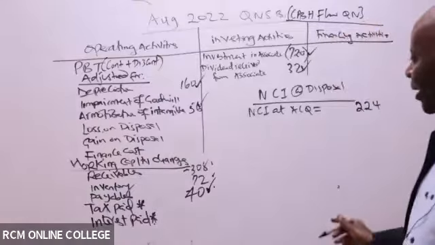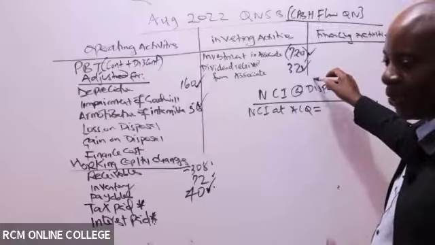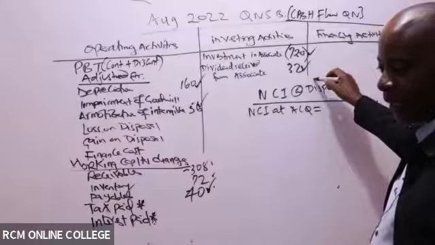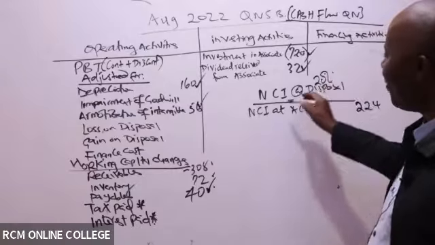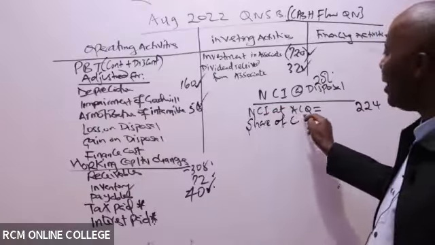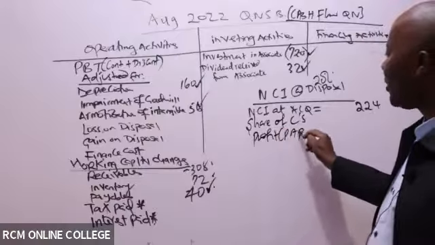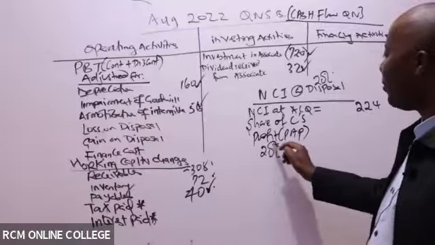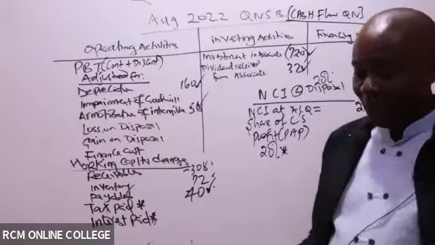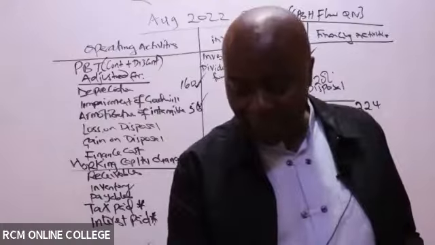Remember, by that time the parent had 80%, so NCI had what percentage? Yes, 20%. So remember, this party must have gotten a share of C's profit. So 20% of C's profit. Is there somebody who is able to see the profit from C? Have they given us that profit somewhere?